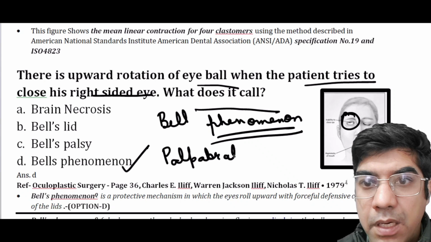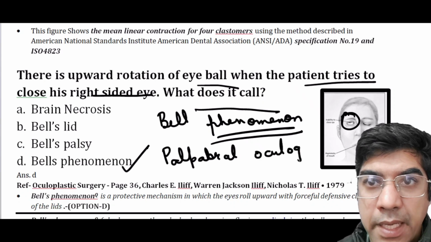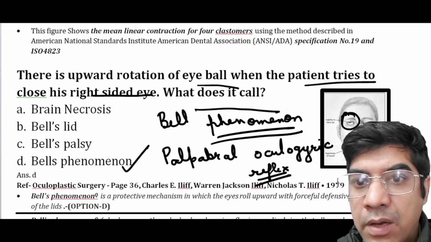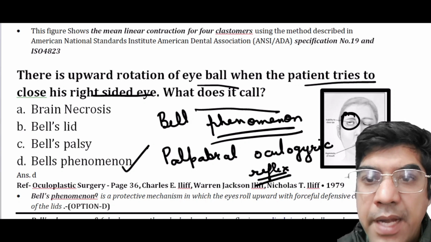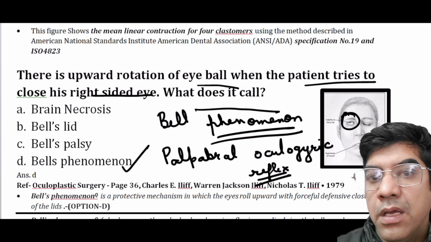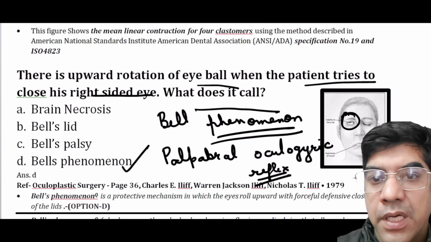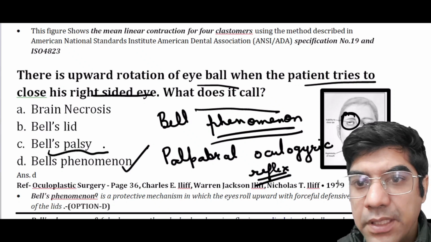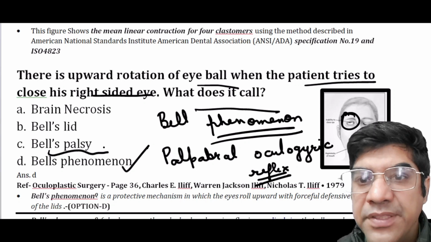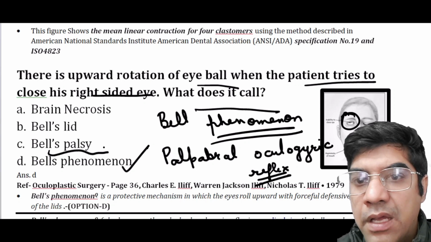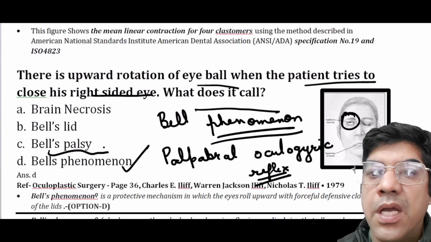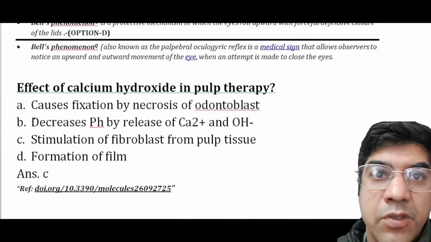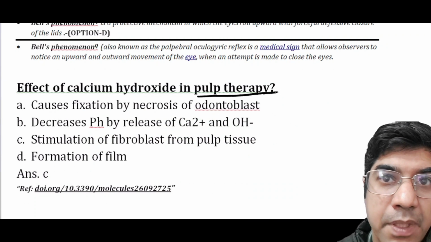That is also known as palpebral oculogyric reflex, and it allows the observer to notice an upward and outward movement of the eye when he attempts to close the eyelid. Whereas Bell's palsy, remember, is a sudden temporary weakness or paralysis of the muscles of one side of the face. It can involve the facial muscles and is not directly related to the upward rotation of the eyeball during eye closure.